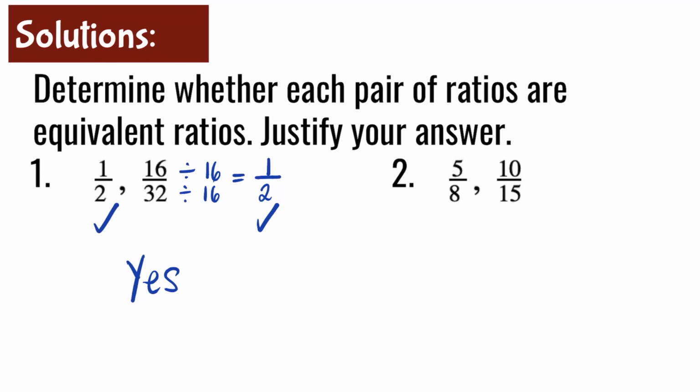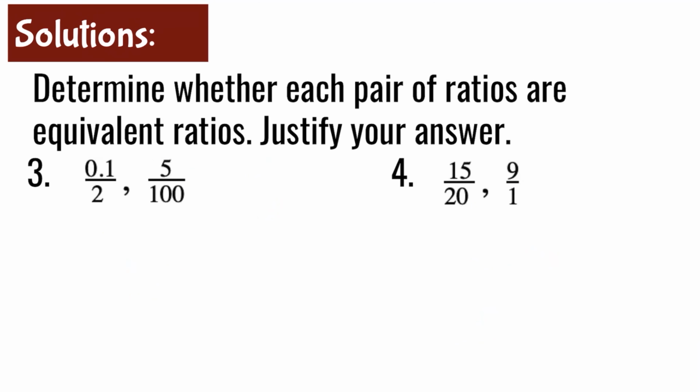For question number 2, I will use cross products. 5 times 15 is 75. 10 times 8 is 80. Since 75 is not equal to 80, that means that these two fractions or ratios are not equivalent. Question number 3. Using the second method, 0.1 times 100 is 10. 5 times 2 is also equal to 10. So the ratios are equivalent.